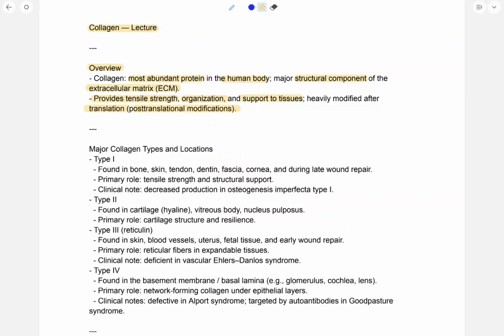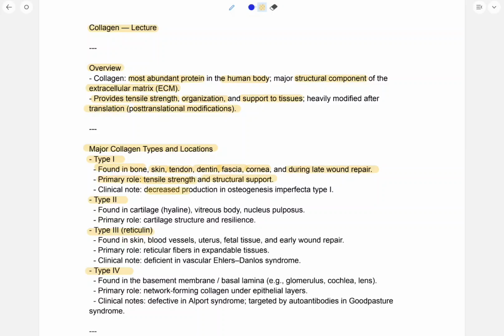Post-translational modifications. Major collagen types and locations. Collagen has 4 types: type 1, type 2, type 3, which is also known as reticulin, and type 4. Type 1 collagen is found in bone, skin, tendon, dentin, fascia, cornea, and during late wound repair. Its primary role is tensile strength and structural support.